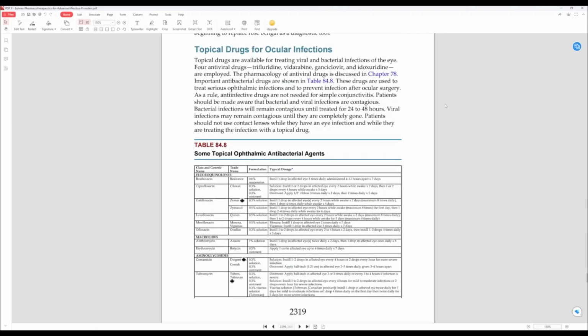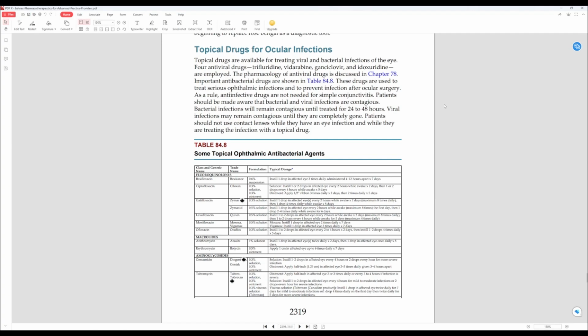Topical drugs for ocular infections. Topical drugs are available for treating viral and bacterial infections of the eye. Four antiviral drugs, trifluridine, vidarabine, ganciclovir, and idoxuridine, are employed. The pharmacology of antiviral drugs is discussed in Chapter 78. Important antibacterial drugs are shown in Table 84.8. These drugs are used to treat serious ophthalmic infections and to prevent infection after ocular surgery.